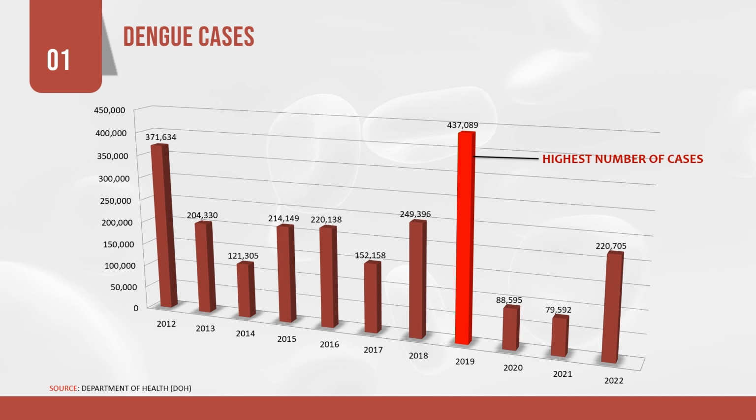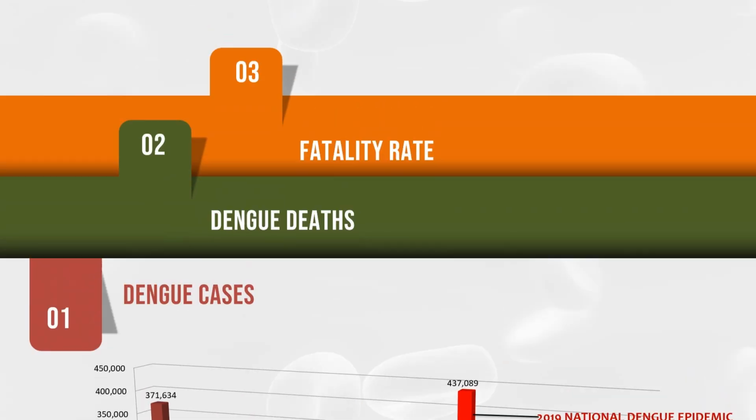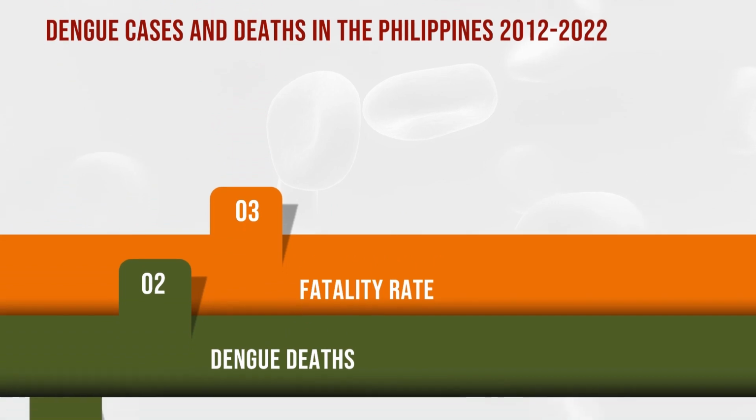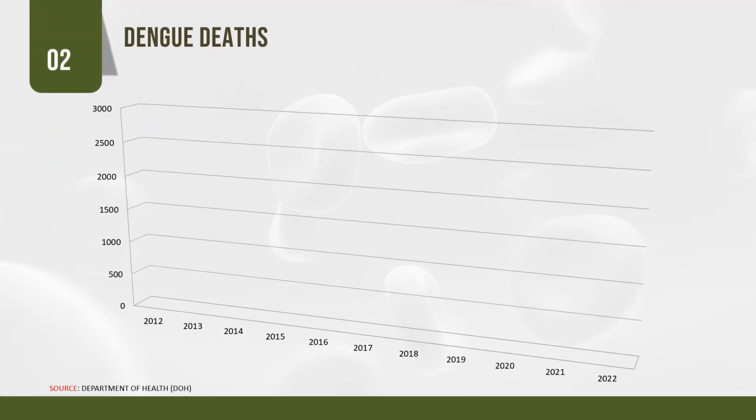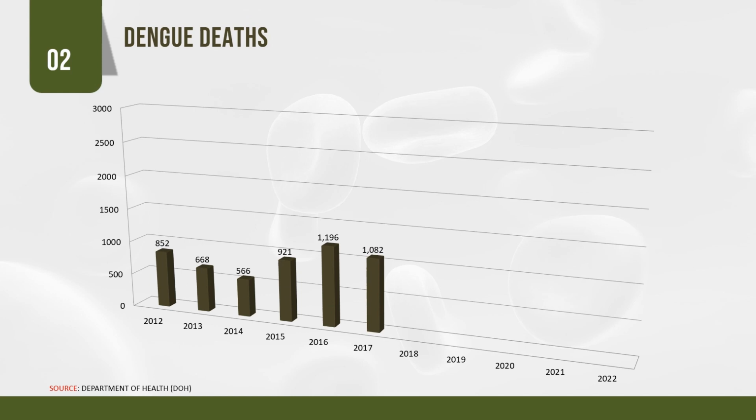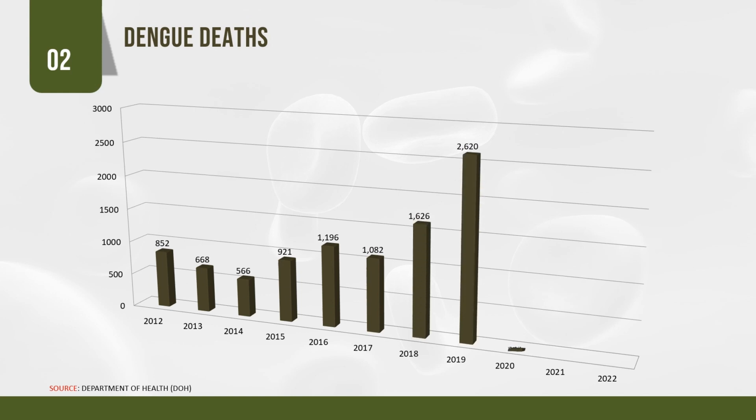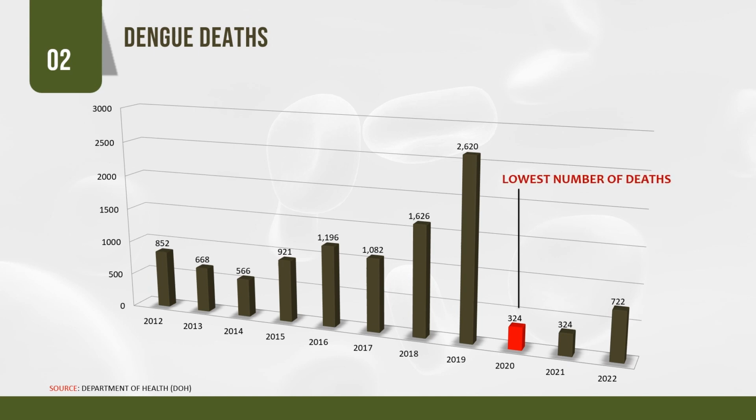Also in 2019, the Department of Health announced a national dengue epidemic in the Philippines, which I'm going to expound on later. Moving on to the deaths, these are the recorded deaths in 2012, 2013, 2014, 2015, 2016, 2017, 2018, 2019, 2020, 2021, and 2022. Based on the data, the year with the lowest number of deaths was in 2020 during the height of the pandemic. Meanwhile, the highest was in 2019.